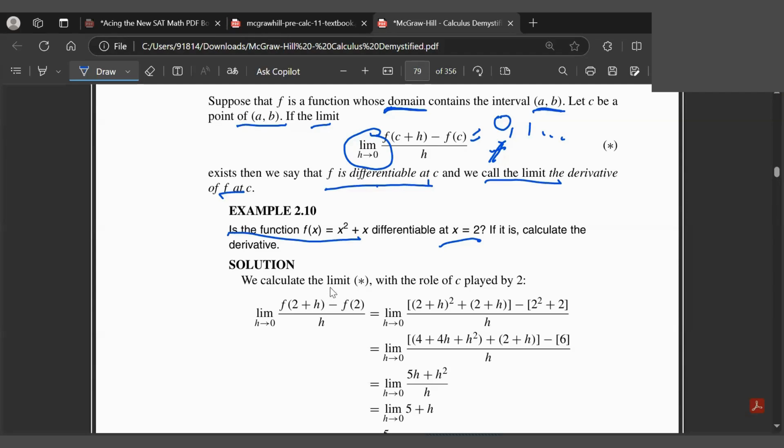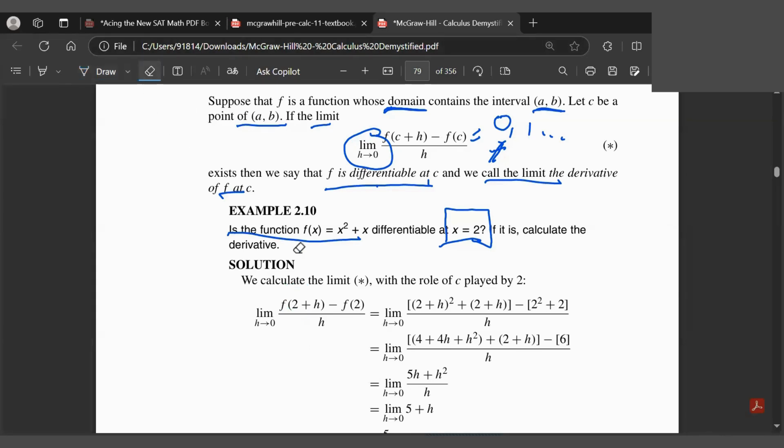Let's say if it is given x equals 2, or if it is given y equals 2, anything, you just have to see what the number is and at which point we have to find the differentiation. That number you have to put at this c. So f of 2 plus h minus f of 2 upon h. So what we have to do now, what is the function here?